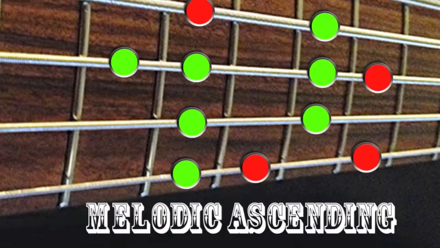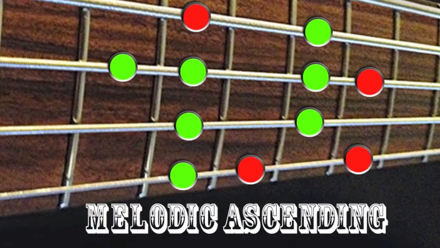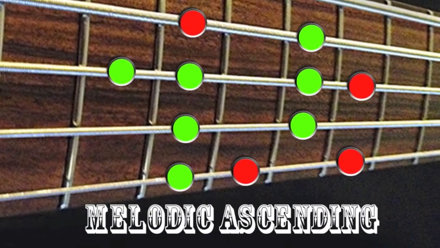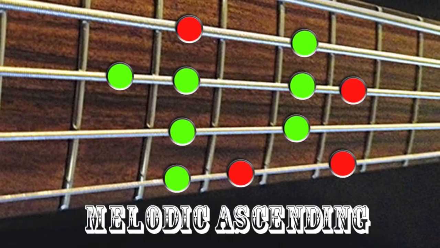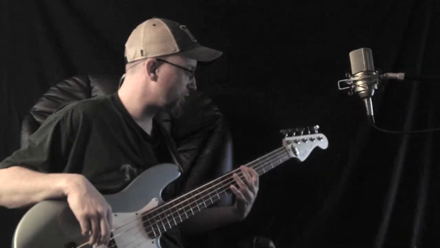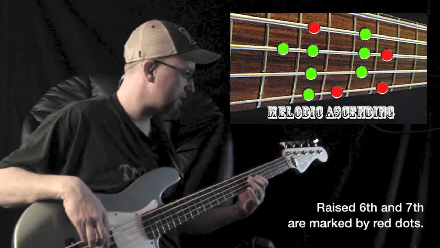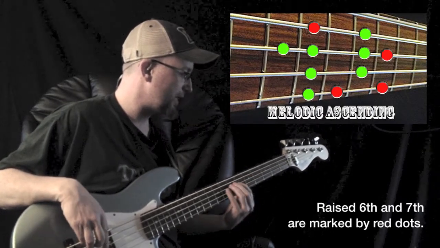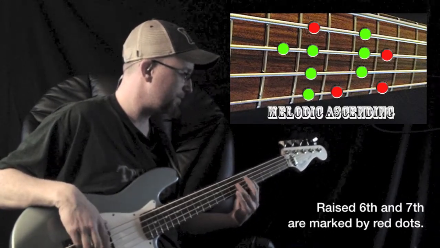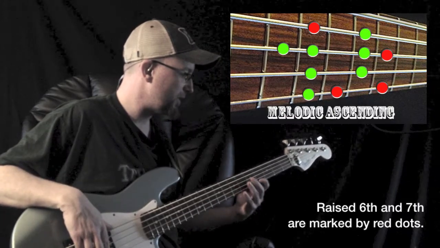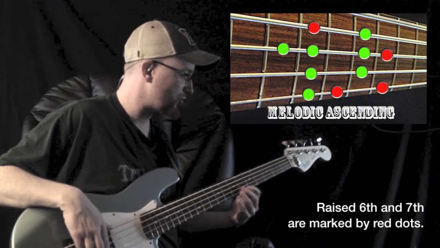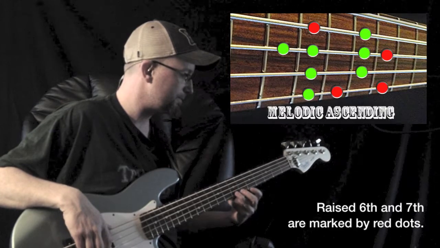So for the melodic ascending, the 6th and the 7th are actually raised. So the 6th of that would be a B flat moved up to a B. And of course, the 7th being raised still would be a C sharp, just like in the harmonic. So you're going to start off again on your A. You're going to go A, B, C sharp, D, E, F, G, A, B natural, C sharp, and D.